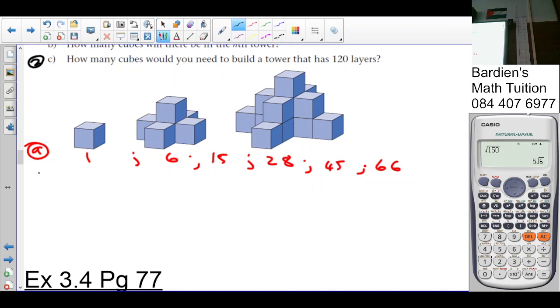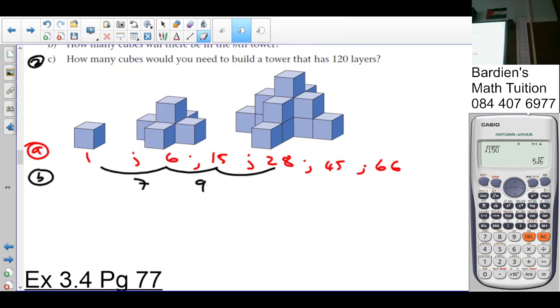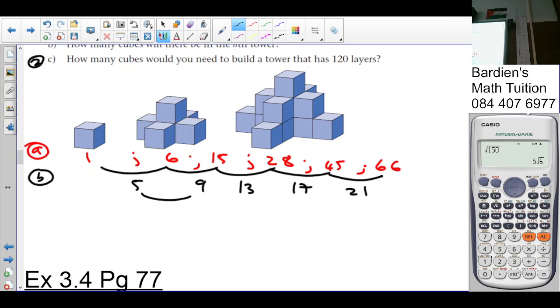So as we move from one term to the next, we add 5, then 9, then 13, 17, 21, then 4, 4. So there's a second common difference. So what type of pattern is this? Quadratic. So what do I write on the side? 2a, then 3a plus b, then a plus b plus c.